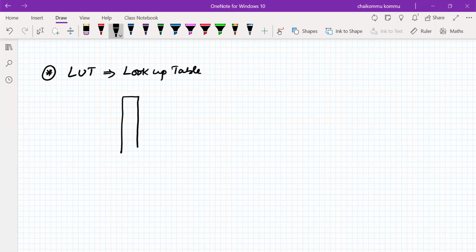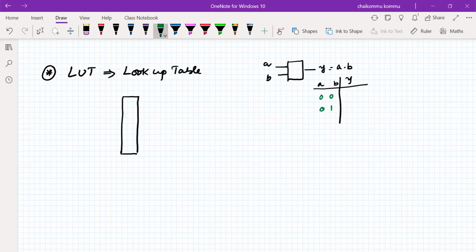For example, a two variable function is required. Two variables, a and b, and one output. A and b are my input signals, and y is my output signal. For example, my output is equal to a and b. So for the inputs 0 0, 0 1, 1 0, 1 1, the output will be 0, 0, 0, 1.